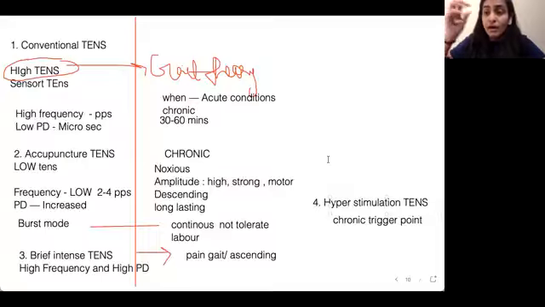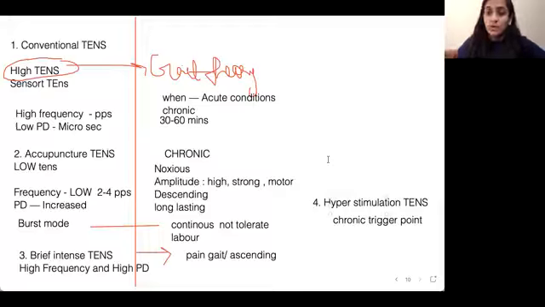Okay, so remember, the greater the pulse duration, the more visible your contraction is going to be. The lesser the pulse duration, your contraction is not going to be very visible. So if the pulse duration is too high, it can get uncomfortable. Or if the pulse duration is too low, you won't be able to see the contraction.